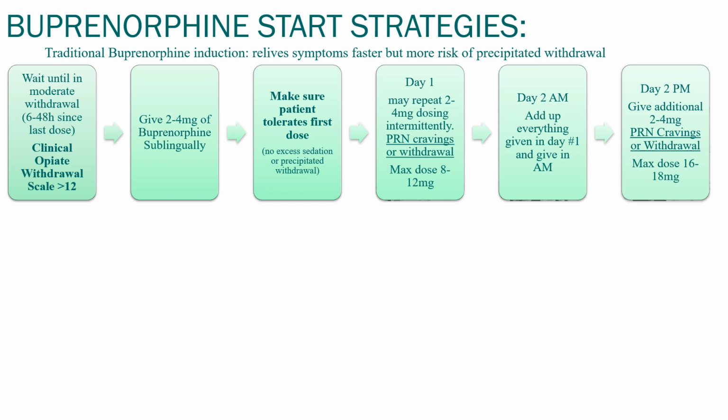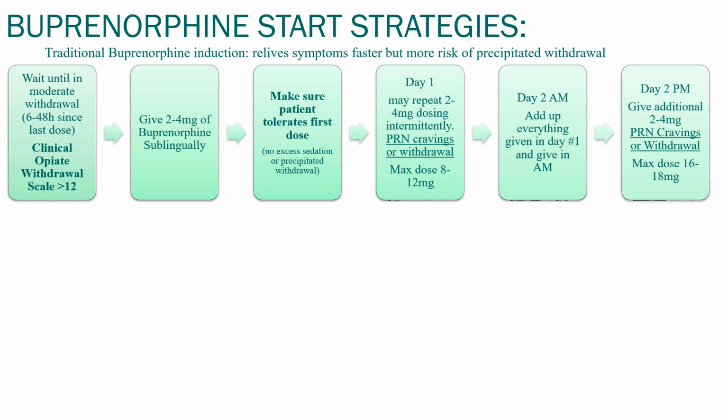So a patient should wait until they're in moderate withdrawal, which is defined as, you could use the Clinical Opioid Withdrawal Scale or the COWS scale, greater than 12. Then that person should take 2 to 4 milligrams of buprenorphine sublingually. They should wait a while, see if they tolerate that dose. Do they get sick? If they took a small dose, then they won't get very sick. If they took a huge dose, they'll get sicker.